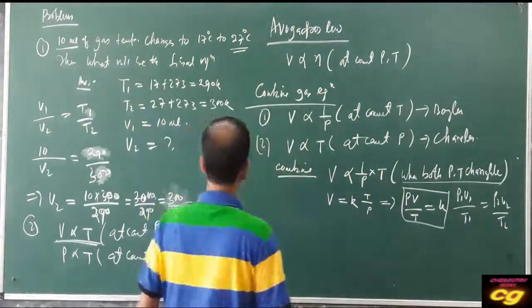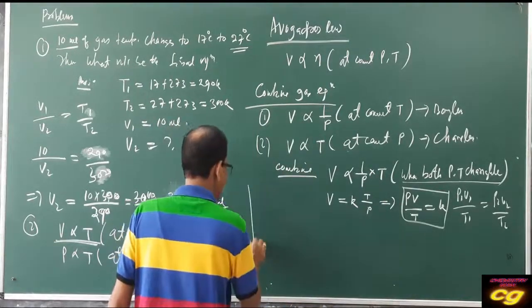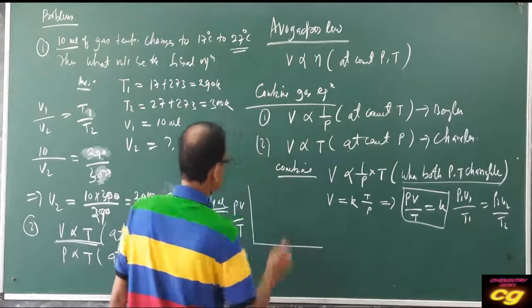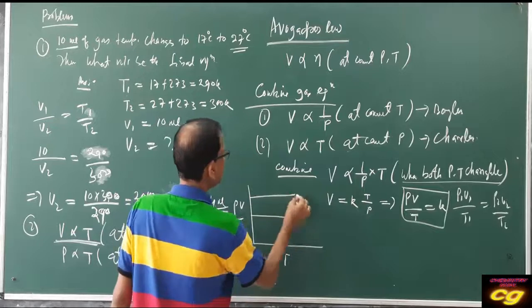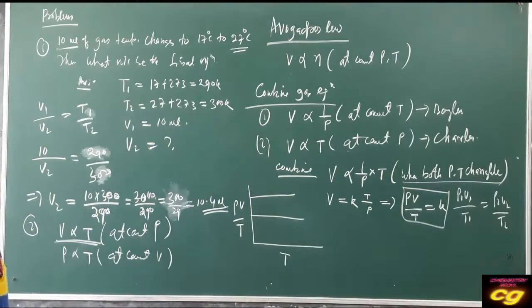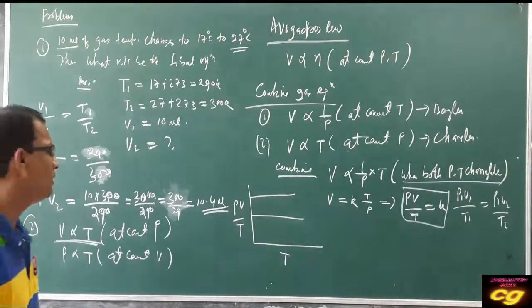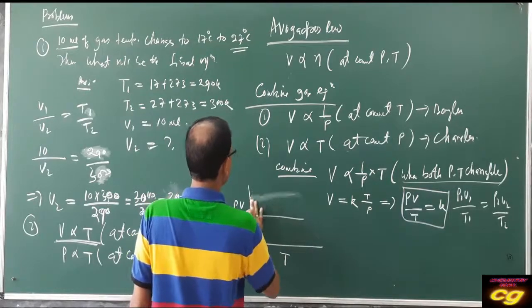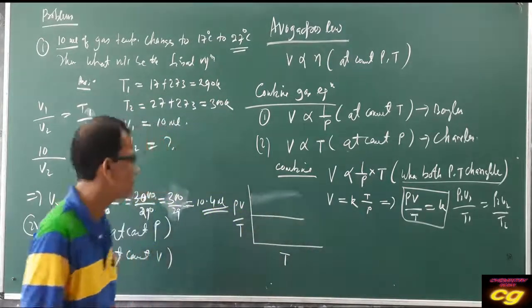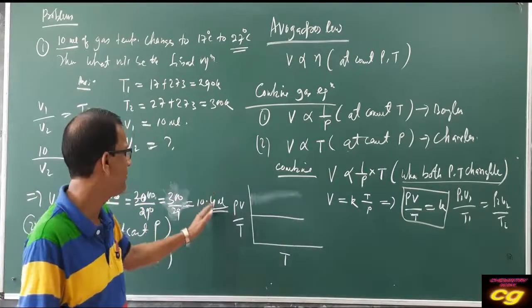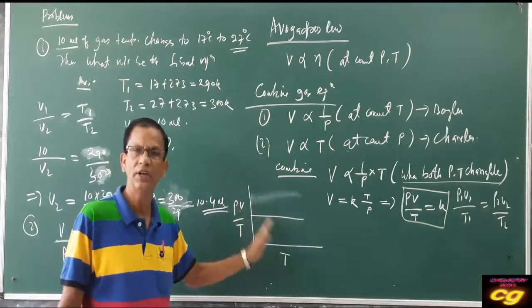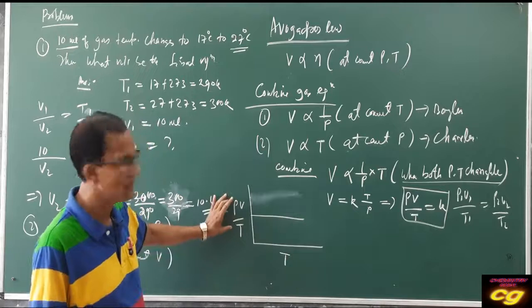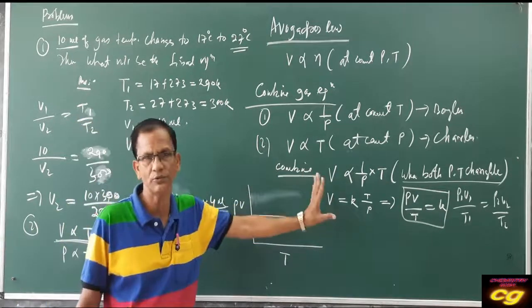If you draw the graph, you can take PV by T versus, suppose, T. The graph will be constant. So this is the graph representation of the combined gas equation: PV by T versus T, versus P, versus V. Every graph will be parallel to the X-axis, because PV by T is always constant as per the combined gas equation.